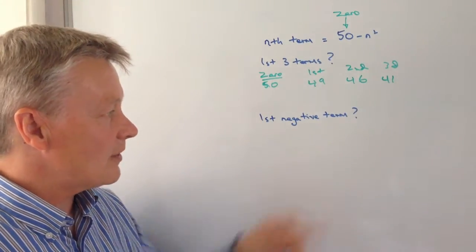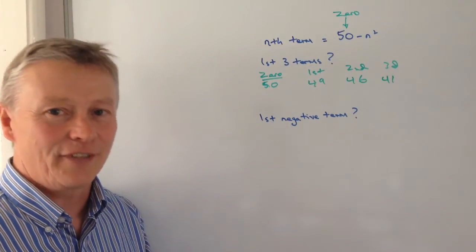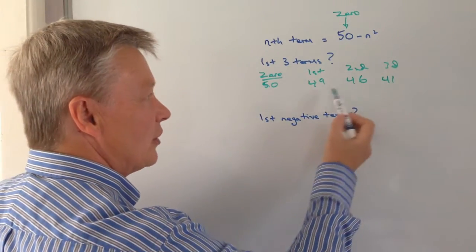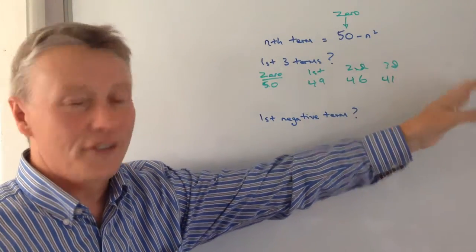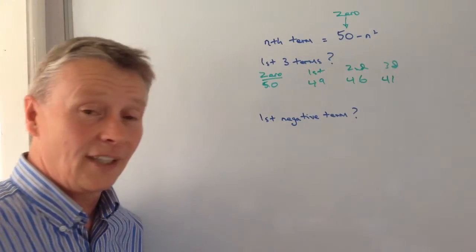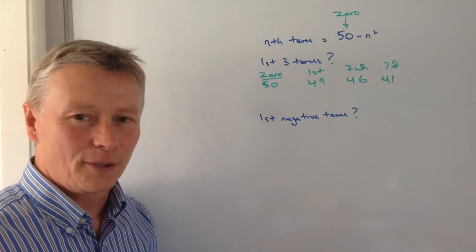Okay, so the next part of the question is the first negative term. Well, what you could do is continue on in this, so you could work out the fourth, the fifth, the sixth, and so on. And that's perfectly legitimate to do. It takes a little bit of time.